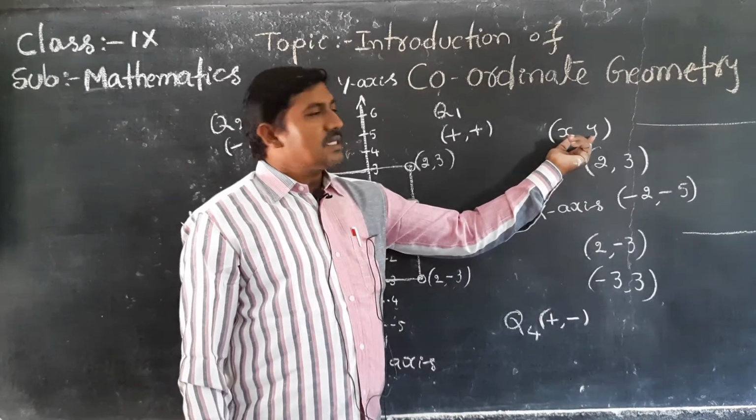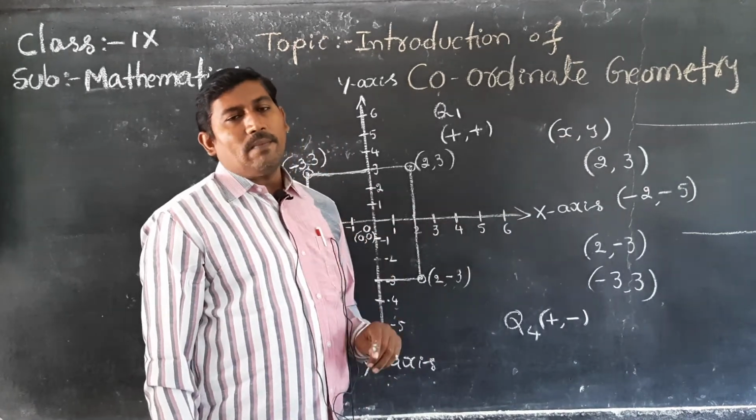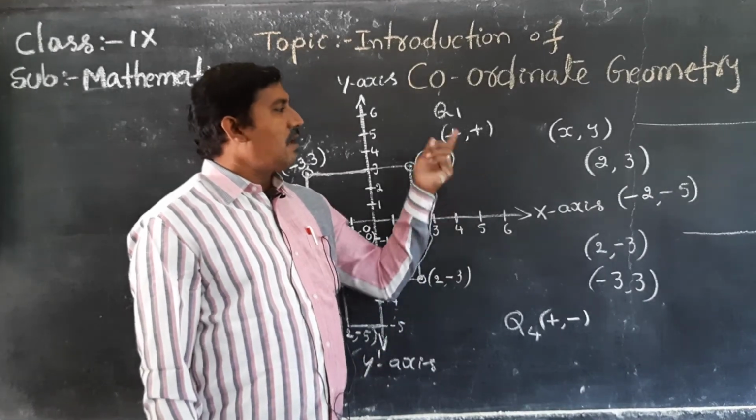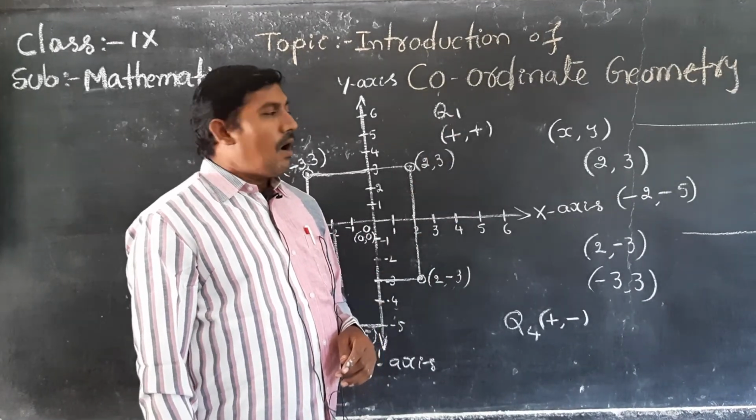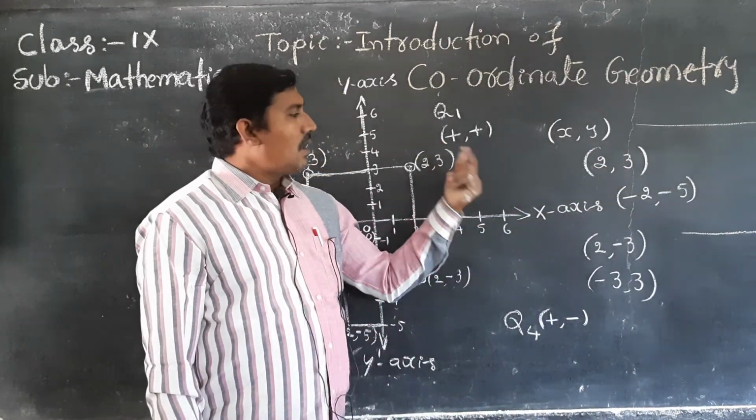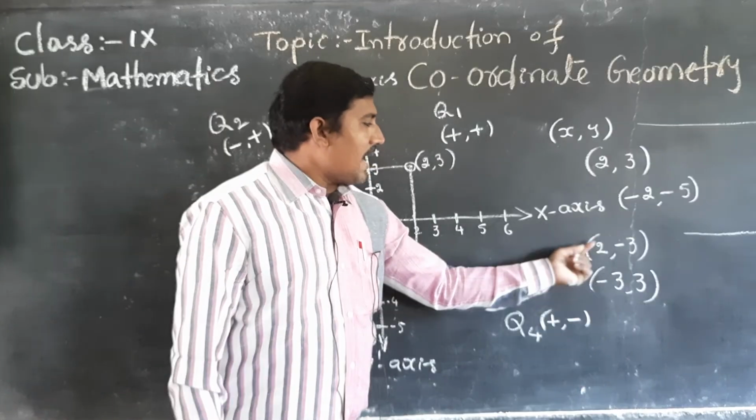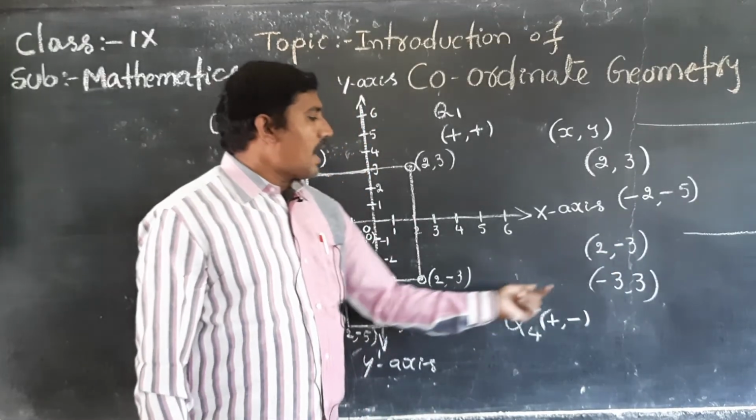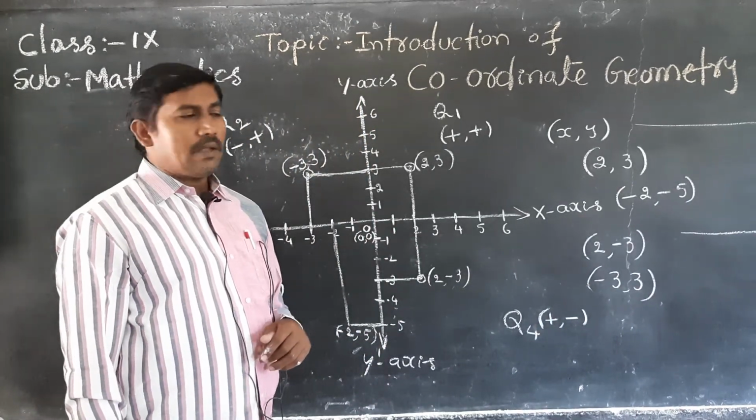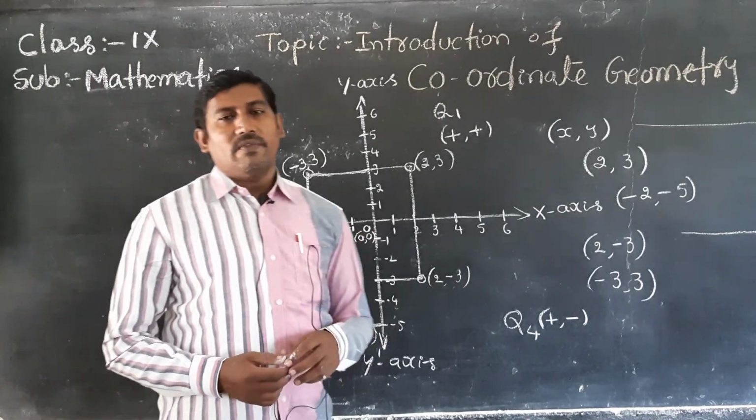In a coordinate, the x value is called the abscissa and the y value is called the ordinate. Both positive comes in quadrant 1, both negative comes under quadrant 3, plus comma minus comes in quadrant 4, and minus comma plus comes under quadrant 2. Okay, next part we will continue. This is the introduction to geometry. Thank you.